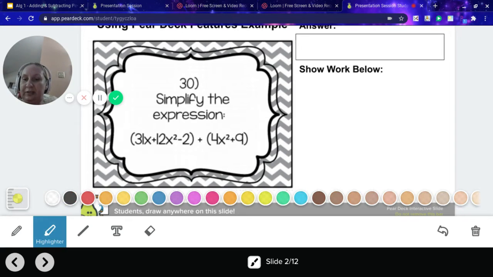I do want you to use the highlighter features, and I'm going to recommend that you use the lightest colors for those choices. Don't try to use the pink or the dark blue, because it makes it so you can't actually see what's underneath it. So we're going to do this example. The first thing I'm going to do is highlight like terms. So I'm going to look for the biggest exponent. In this case, it's x squared. And I'm going to highlight all the x squareds anywhere in there.